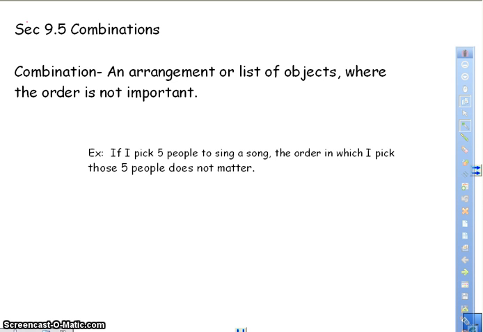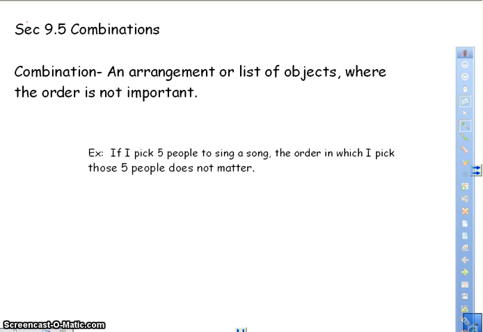Hello, you're watching section 9.5, Combinations. A combination is an arrangement or list of objects where the order is not important. Yesterday we did permutations where the order was important. Combinations are when you're just picking a group.